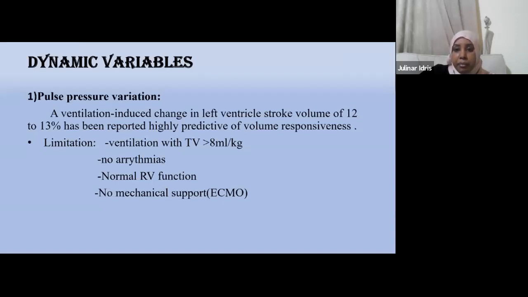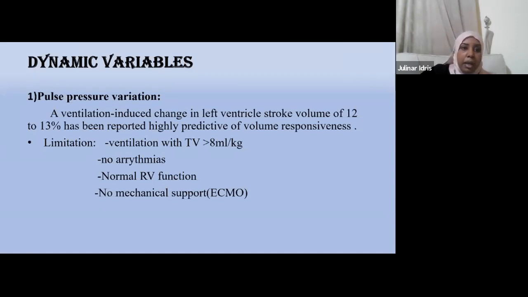The hemodynamic effect is usually because of the cyclic increase and decrease in intrathoracic pressure during mechanical ventilation, which affects right and left ventricle preload and afterload. A change of 12 to 13% has been reported as highly predictive of volume responsiveness. This variation has been found to be a reliable predictor of a positive response to fluid challenge.